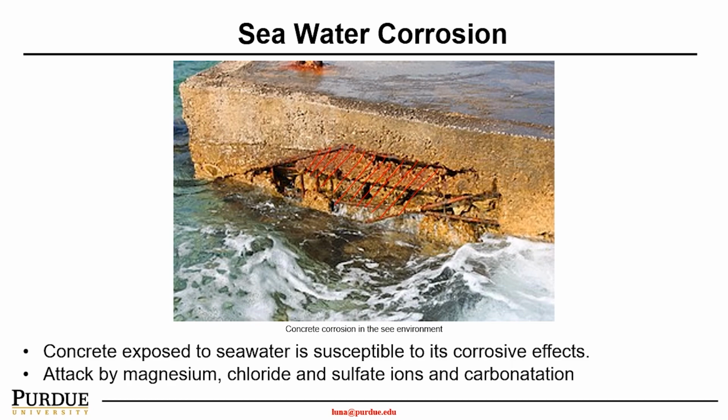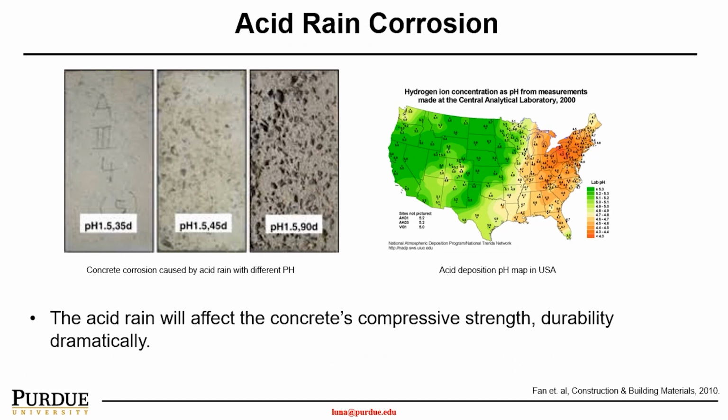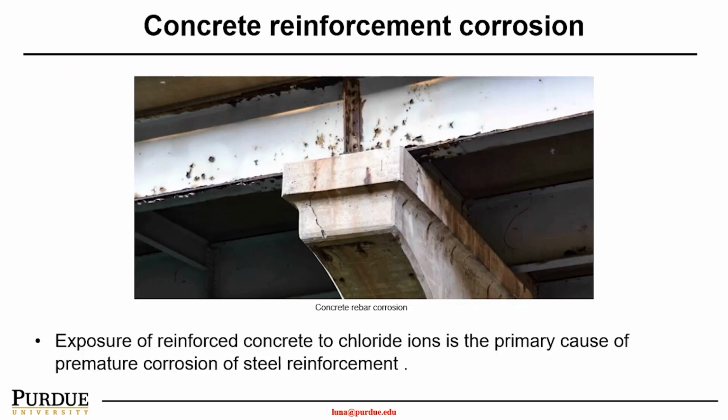And other than seawater, acid rain often leads to corrosion, which significantly reduces the concrete or steel compression strength and durability, right? As shown here with different pH, as we can see with pH 1.5 after 90 days, there's very clear honeycombing in the concrete structure. So as you can imagine, the compression strength and the durability will be reduced.